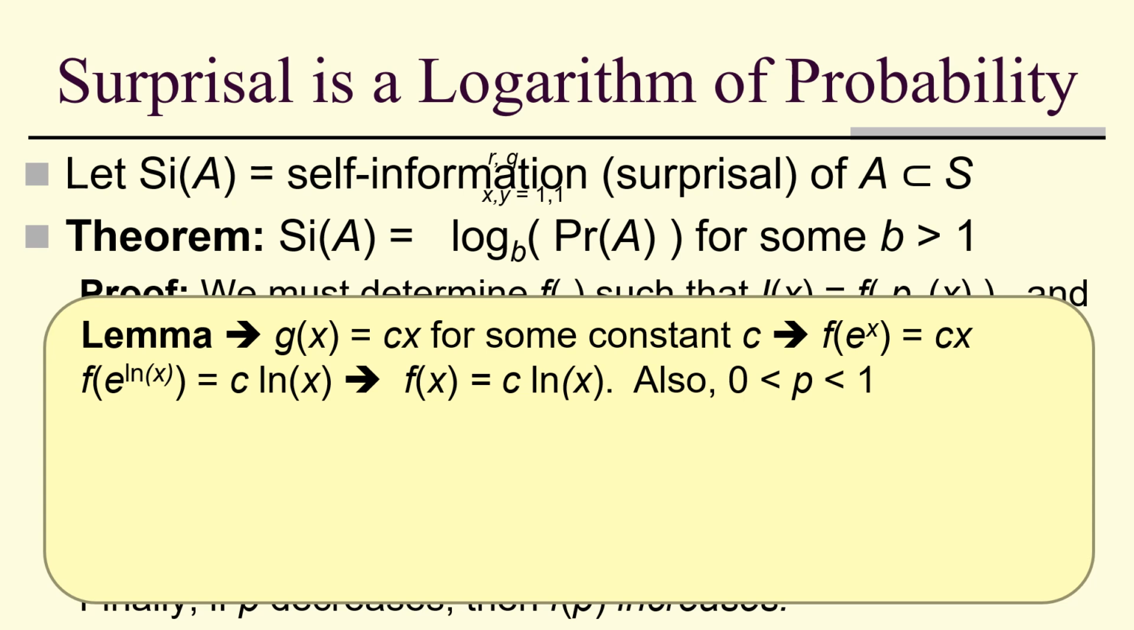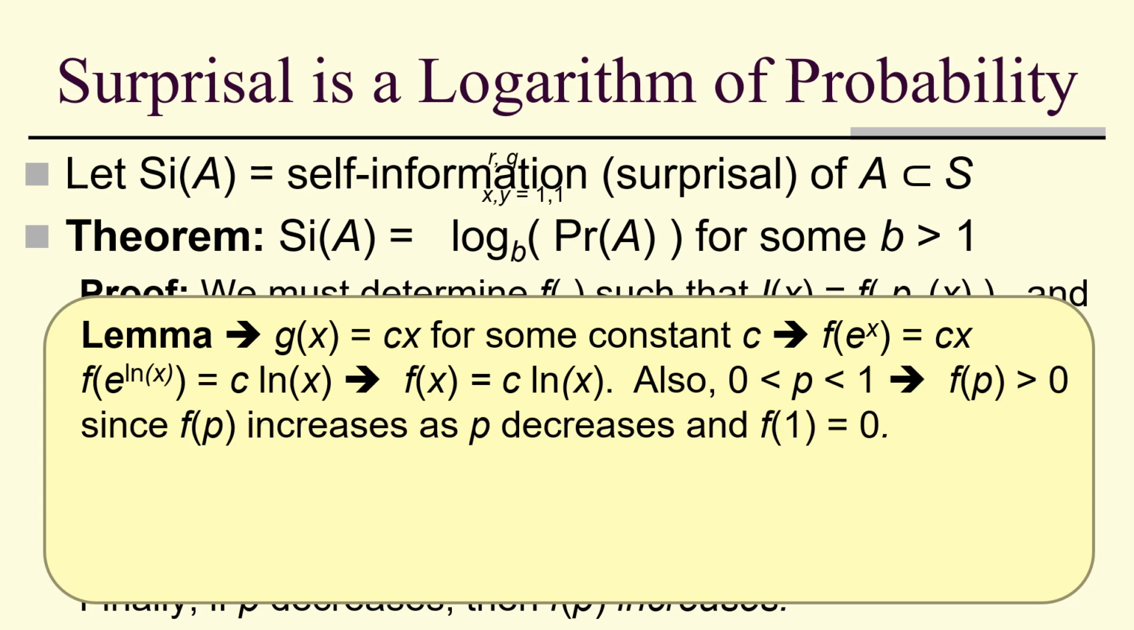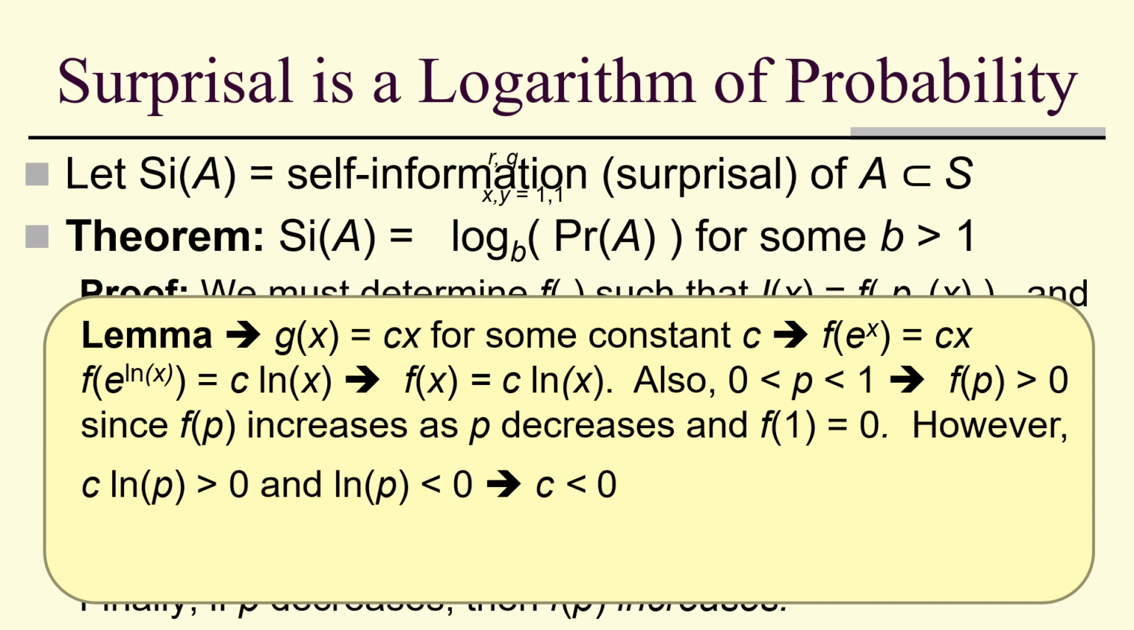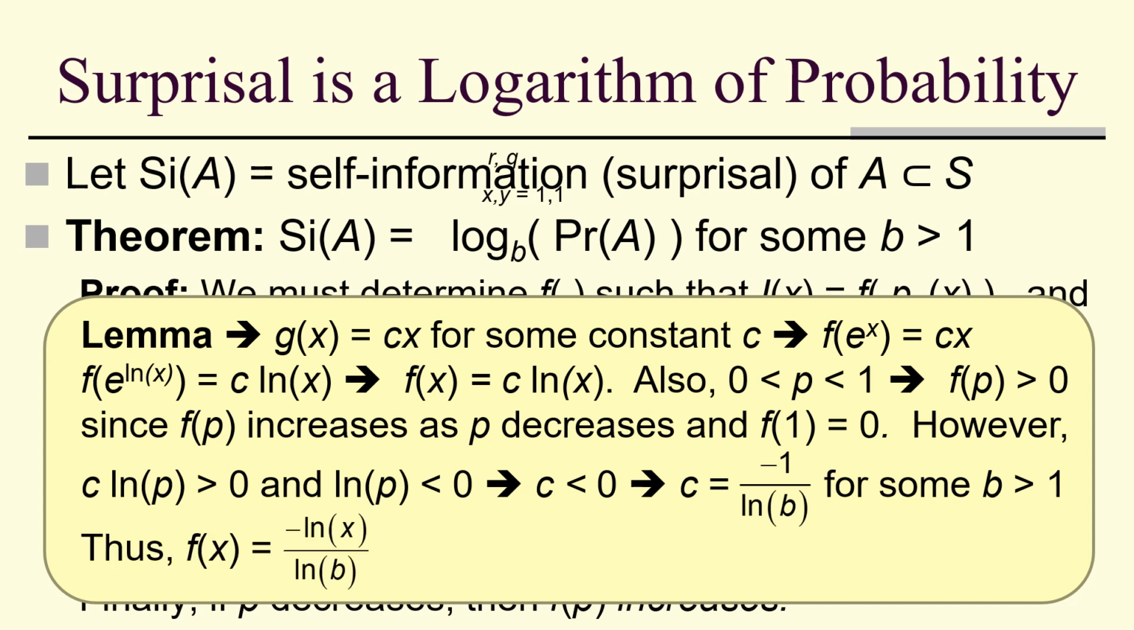Also notice that p is between 0 and 1, and f of p is greater than 0, since f of p increases as p decreases, and f of 1 is equal to 0. However, c log p is greater than 0, and log p is less than 0. So therefore, c has to be less than 0. So c has to be negative 1 over log b for some b greater than 1, the natural log. So f of x must be of the form negative log x over log b, but by definition, that's the negative log base b of x.